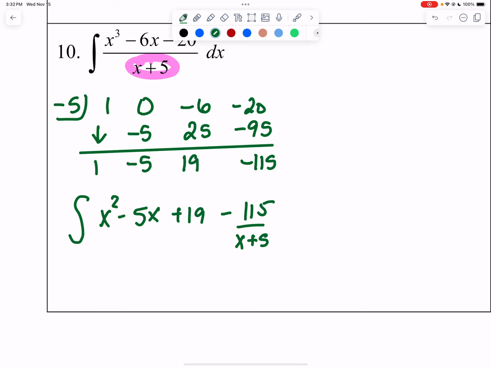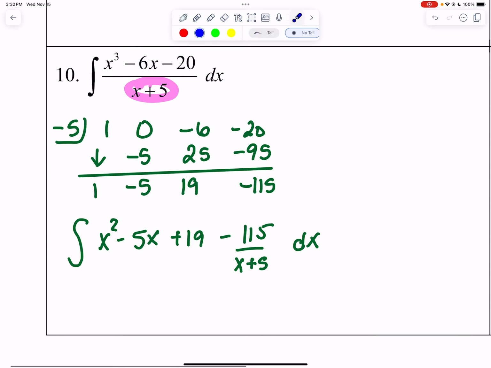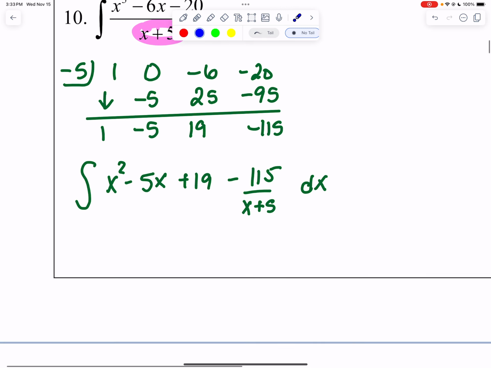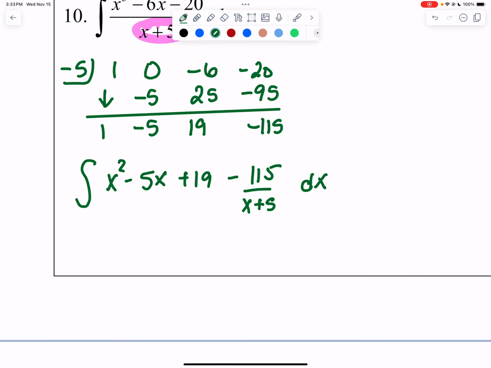And remember, that is just the quotient of this thing right here, my integral. So we haven't done any antiderivatives just yet. The only thing that I did was just simplify this so that we can make it nicer and so that we can integrate this easily. Because now I could take the integral of x squared, because that's just 1/3 x cubed. I could integrate 5x, that's just going to be 5 over 2 x squared. I can integrate 19, and then to integrate 115 over x plus 5, that's just me using u substitution again.